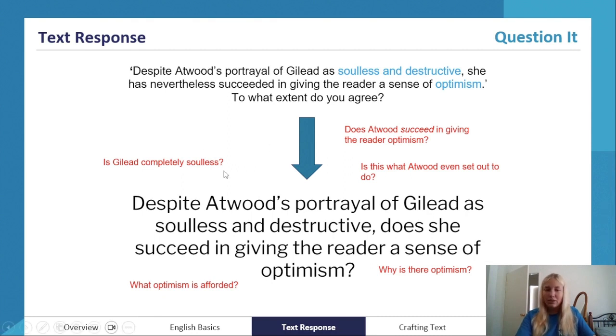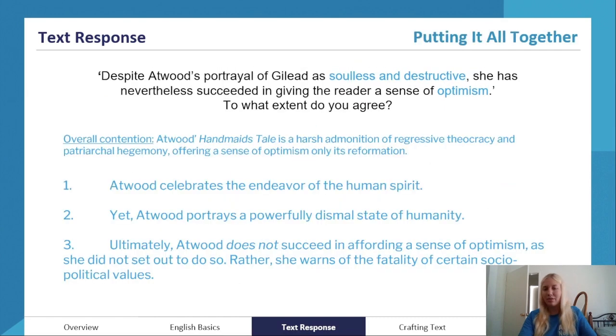Is Gilead completely soulless? Does Atwood succeed in giving the reader optimism or not? What else happens? If not optimism, what else does the reader feel? Is this what Atwood even set out to do? Maybe she had different intentions than that sense of optimism. Why is there optimism? Why would there be? What is she aiming to do? Or link it to views and values? Is the optimism due to Atwood's portrayal of Gilead, or is it in spite of it? Or there are other factors that are creating that sense of optimism? So this could be an infinite bank of questions, but basically answers to them can be what forms your topic sentences.